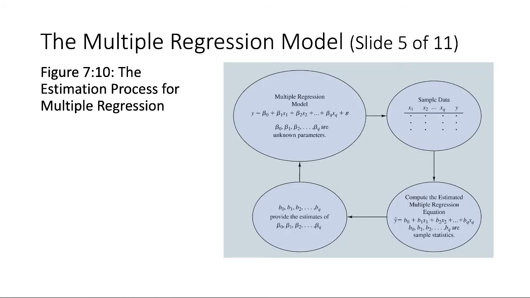The estimation process for multiple regression is shown in this figure. The estimated value of the dependent variable y is computed by substituting the values of the independent variables x1, x2, to xq into the estimated multiple regression equation. Then a computer software package can be used to get the estimated regression equation and determine the regression coefficients b0, b1, b2, to bq. So then we'll focus on how to construct and interpret a regression model.